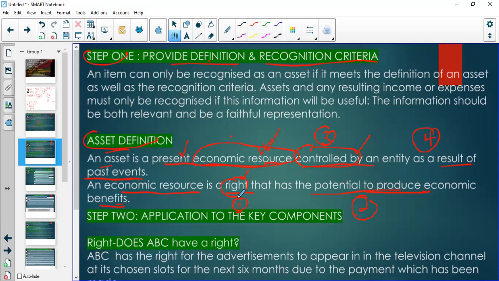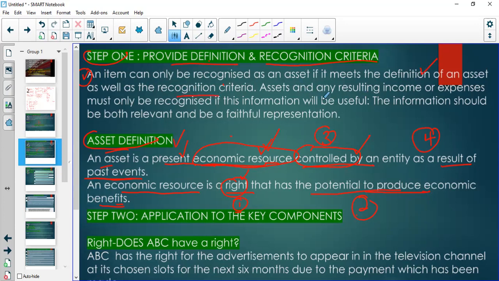We identify the right, we identify the potential to produce economic benefits. So we're going to discuss these four items. Then when all four have been met, then we know that the first requirement, the definition of an asset, has been met. Then the second is the recognition criteria. So the first one is we're going to recognize as an asset if it meets the definition. That's the first one, as well as the recognition criteria.